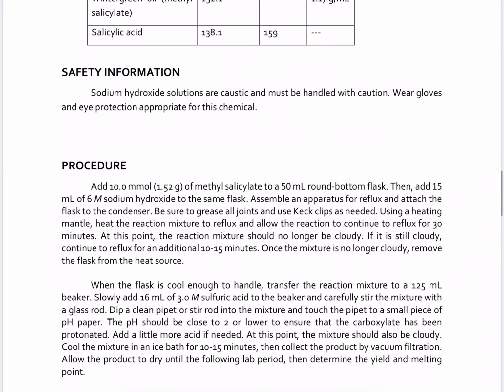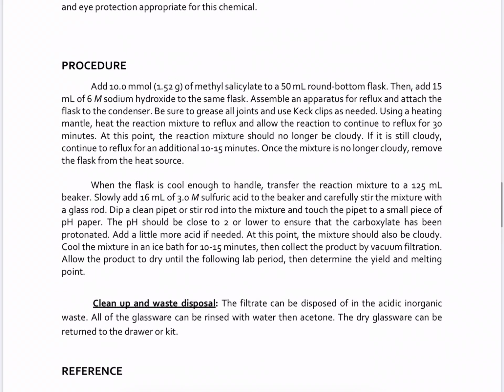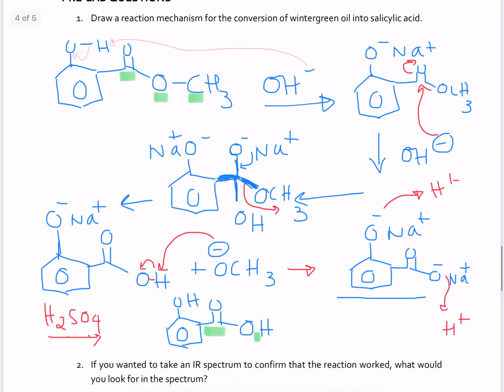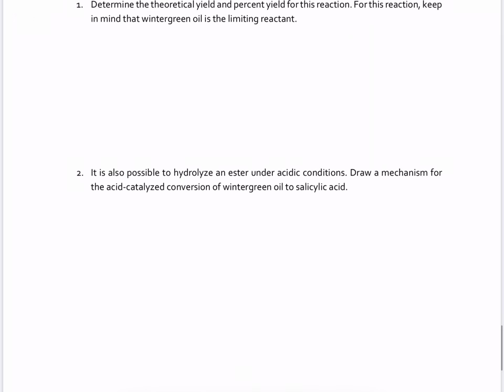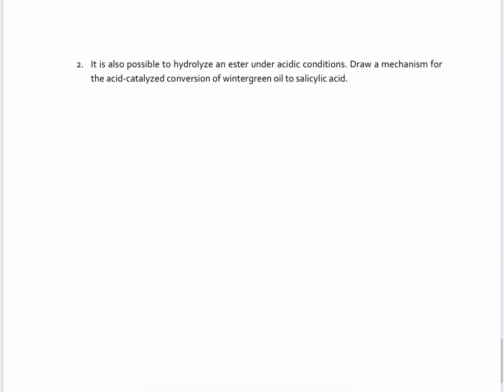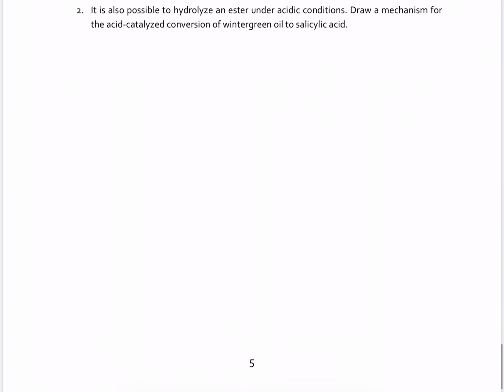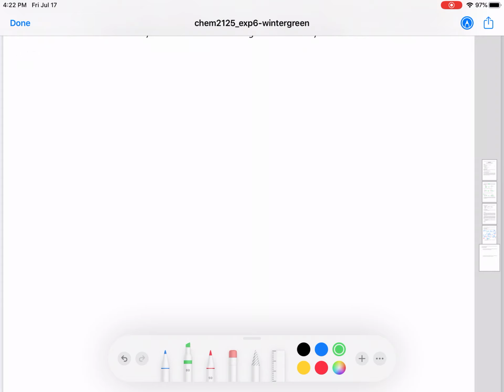And then the actual yield is going to be the amount you're going to get from the virtual lab, and then the percent yield you can find out as actual over theoretical times 100. I will let you do the calculations for that since we have done similar calculations before. And number 2, it is also possible to hydrolyze ester under acidic conditions. Draw a mechanism for the acid catalyzed conversion of wintergreen oil to salicylic acid. Now we learned about the base catalyzed one. So let's see what's happening in the acid catalyzed mechanism.